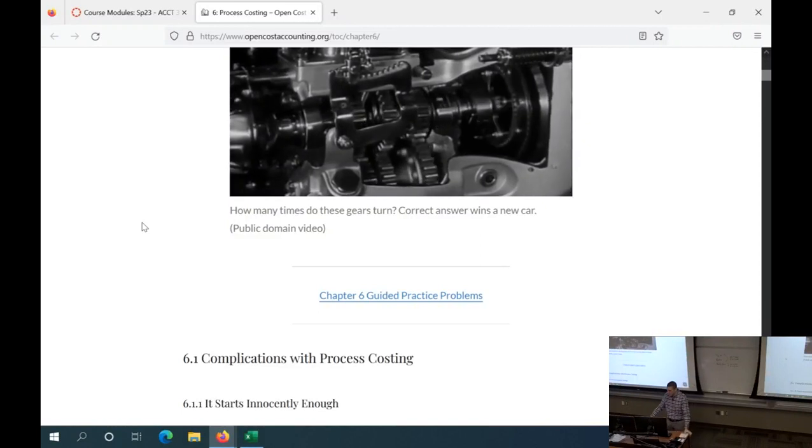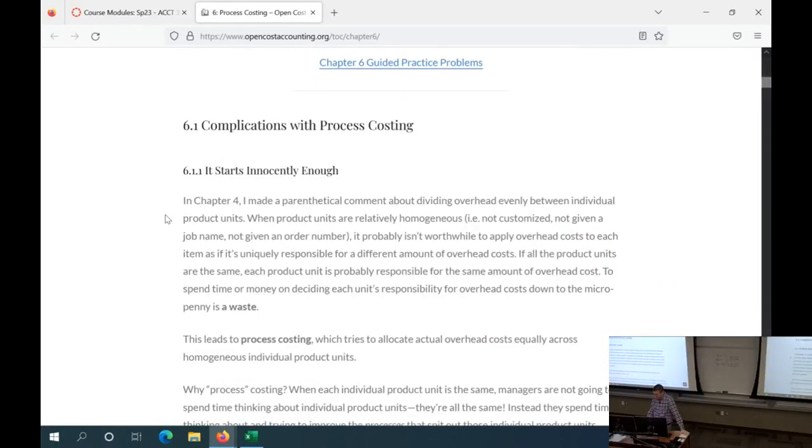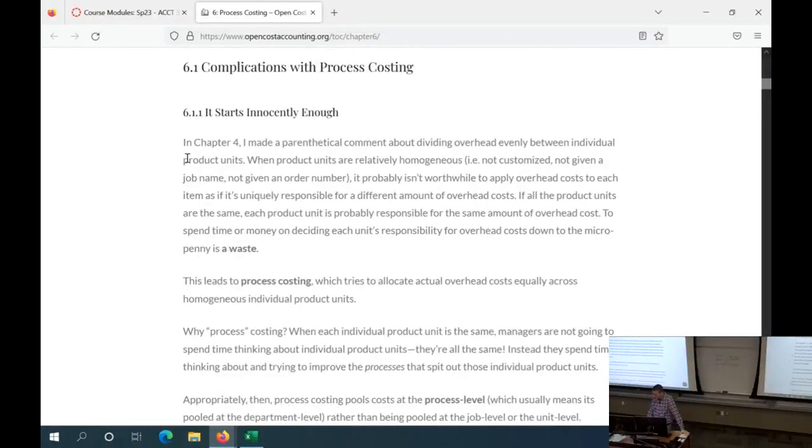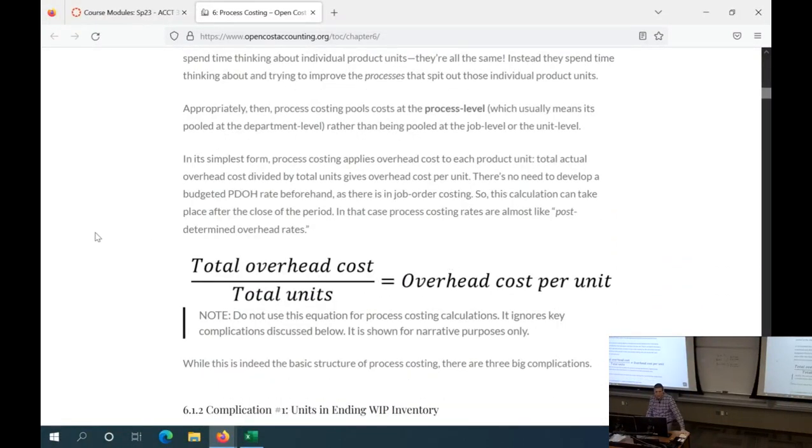So I think I like the way I introduced this chapter, so I'm going to go through the logic of the chapter here. It starts innocently enough. The easiest way to look at overhead cost is simply to say, well, we could just divide it by units. Forget drivers. We could not try to trace any drivers. We could take total overhead cost and divide it by the number of units, and every unit gets charged its fair share, just a per capita, per head cost of overhead.